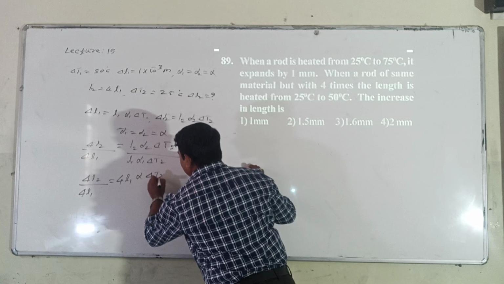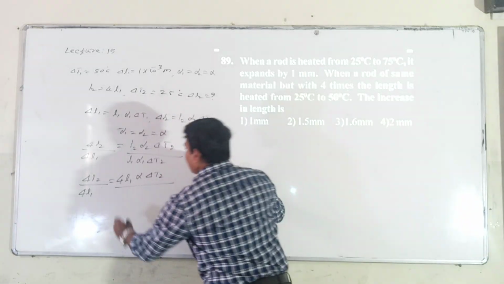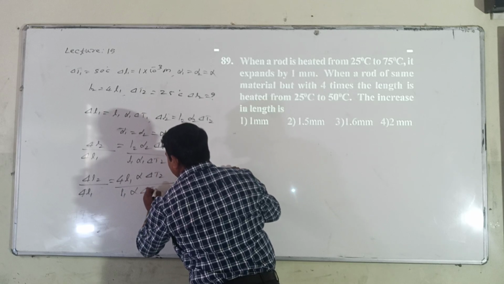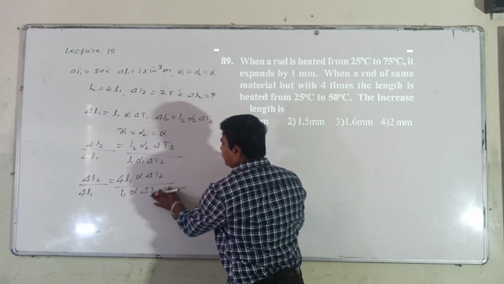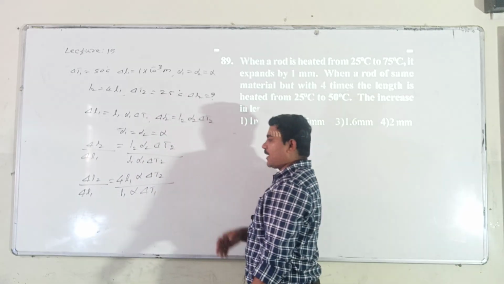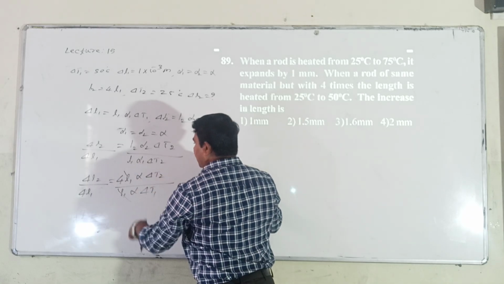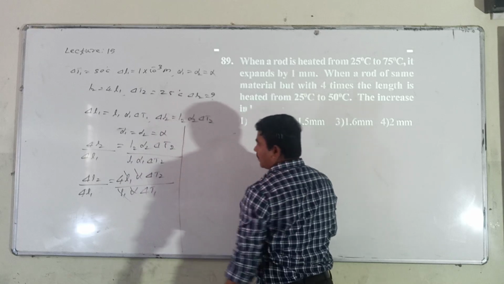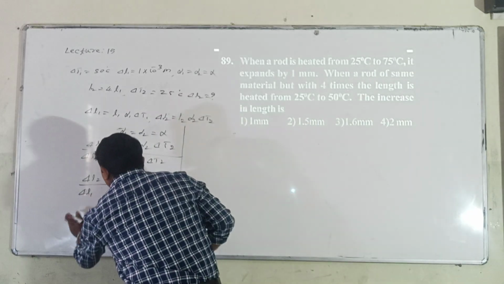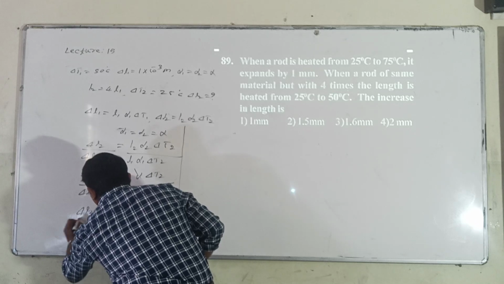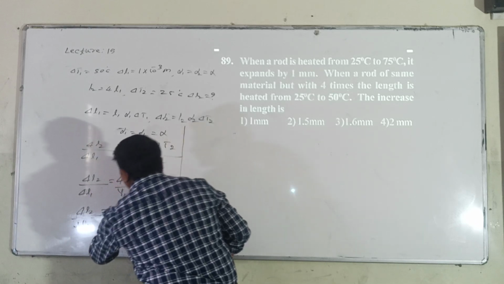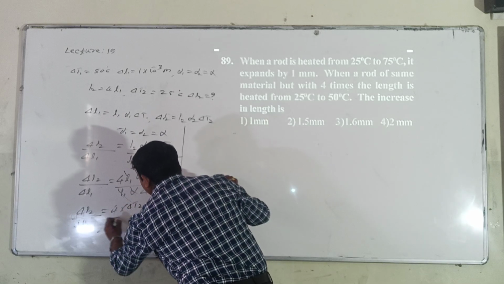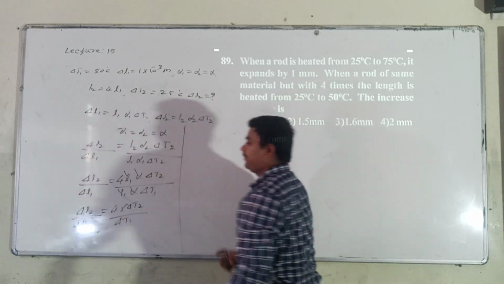Then what about this? Del T2 whole divided by L1, again alpha 1 can be replaced by alpha into how much? Del T1, right? What are the values that get cancelled? L1 gets cancelled, alpha gets cancelled. Shall I simplify here? How to go for simplification? Del L2 divided by del L1. See here, how much? 4 into del T2 divided by del T1.